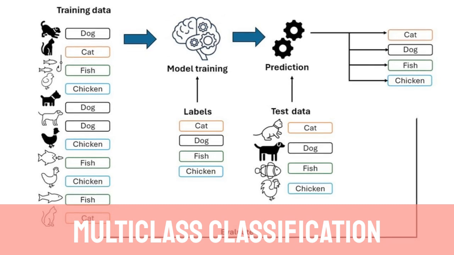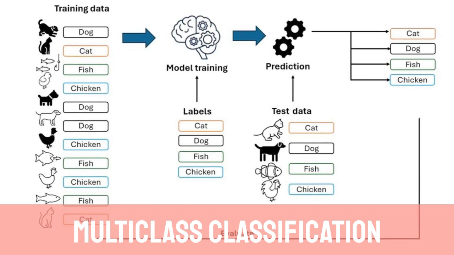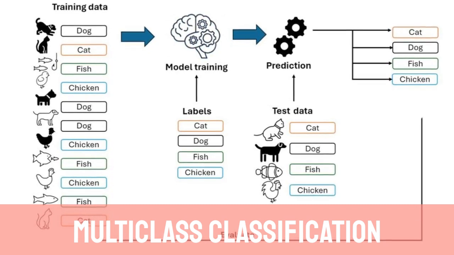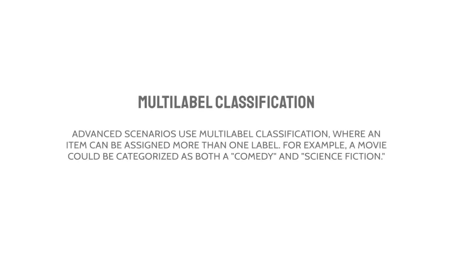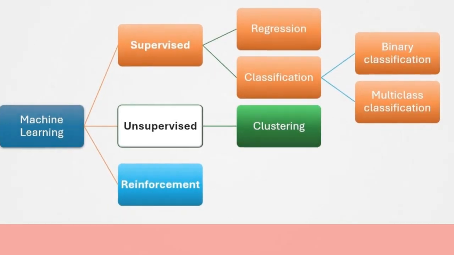or a fish. While most multiclass classification models select a single label, some advanced scenarios use multilabel classification, where an item can be assigned more than one label. For example, a movie could be categorized as both a comedy and science fiction.